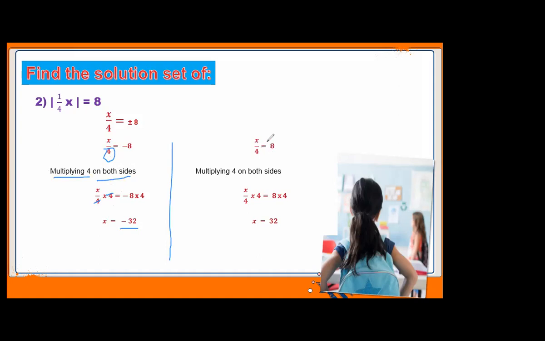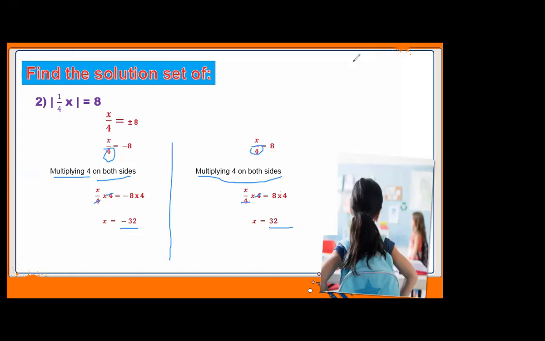Now x upon 4 is equal to 8. We know that for a plus sign there is no need to write it; when there is no sign, that means it is a plus sign. So this 4 is dividing over here, so we write multiplying 4 on both sides. By multiplying 4 on both sides, 4 and 4 cancel on the left hand side, and 8 fours are 32. So we get minus 32 and plus 32.